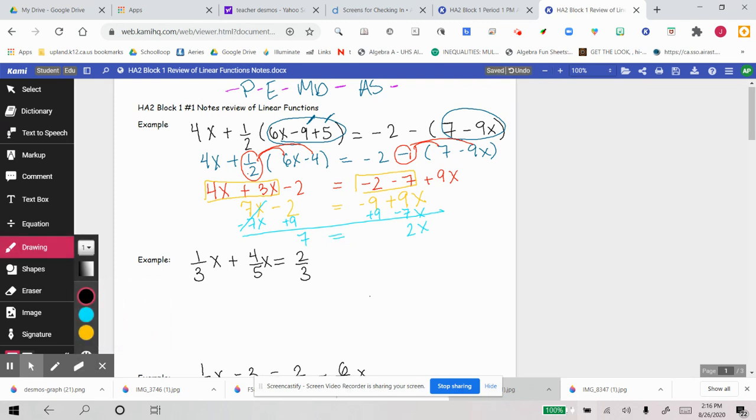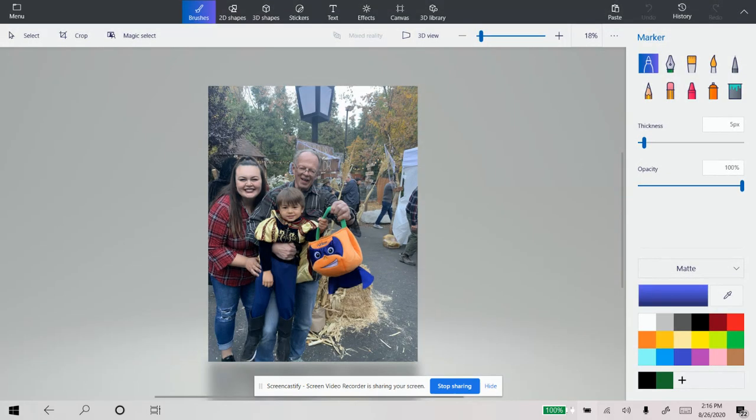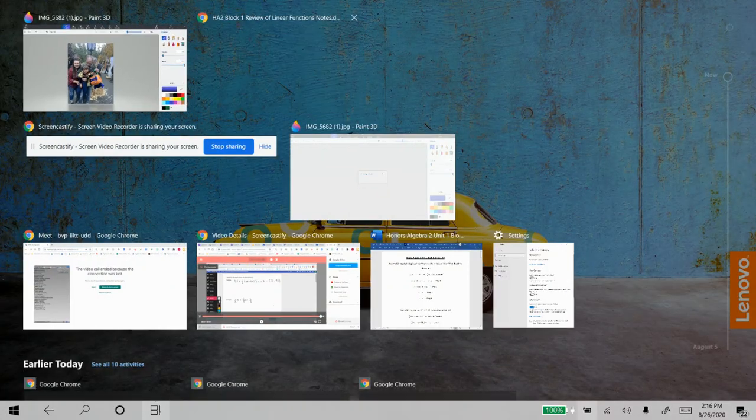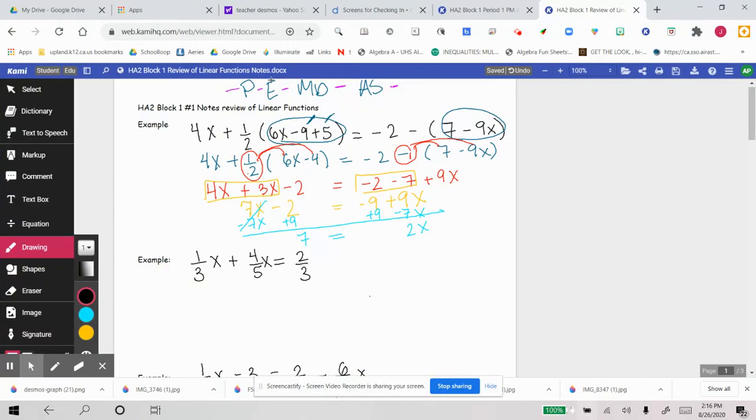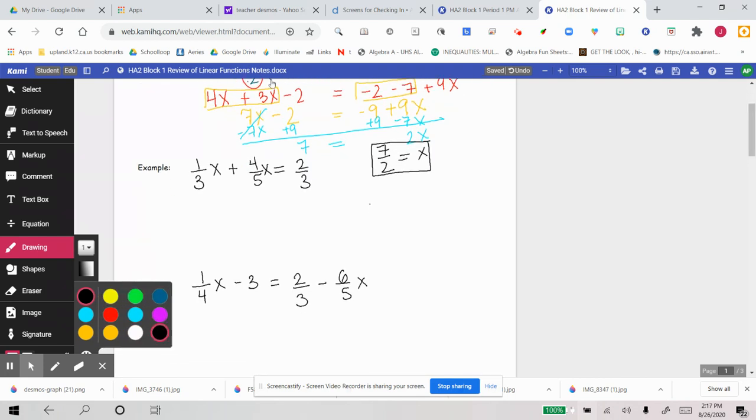And if I solve for x by dividing by 2, whoops, I apologize for that, I get x equals 7/2. Please leave your answer as a reduced improper fraction. Don't change it to a decimal. Okay? You don't need to worry about changing that to a mixed fraction.